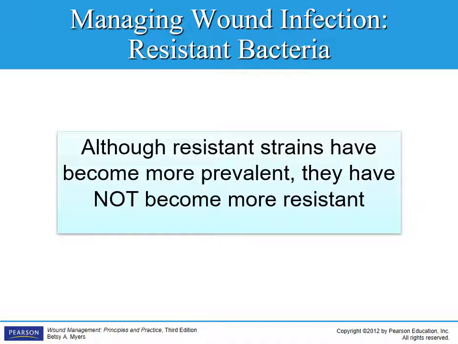One of the most important things to remember is that although we're hearing more about resistant strains, so they are becoming more prevalent, they're not becoming more resistant. Okay, so that means the resistance in these strains has not changed. They're just as resistant now as the first time we saw them. The problem is that we're seeing them more and more. So it's not that there's been a change in the resistance. It's just that we're seeing more of these resistant strains occurring in more people.